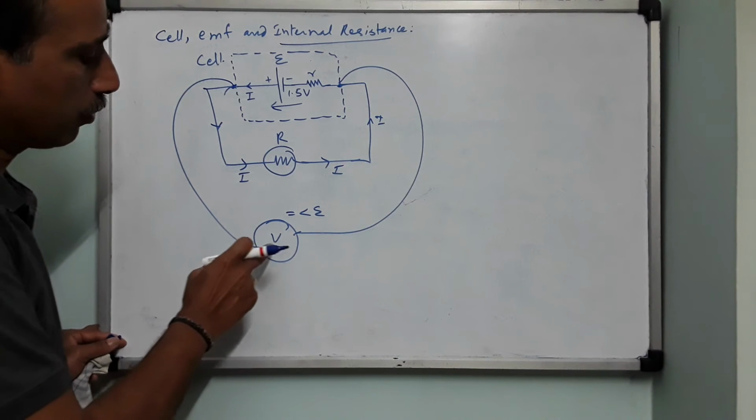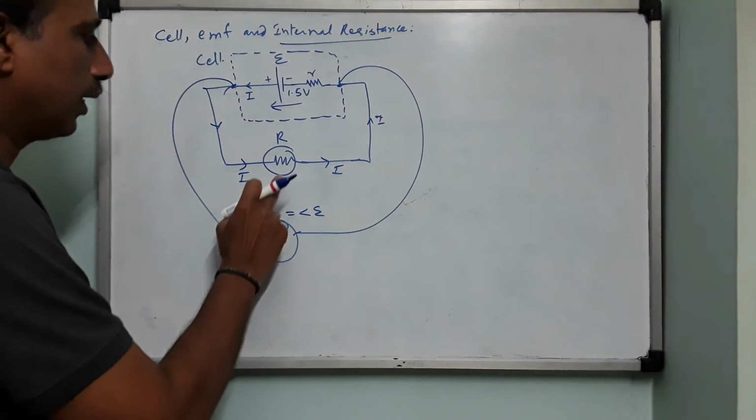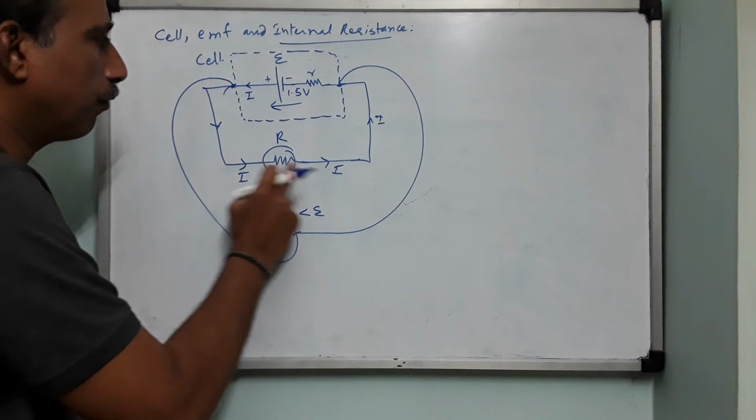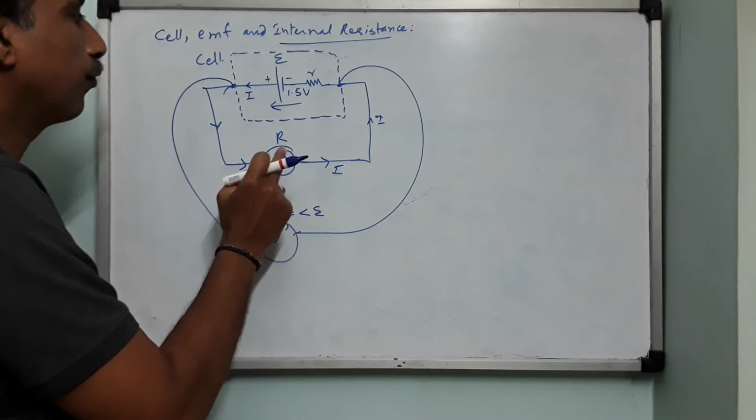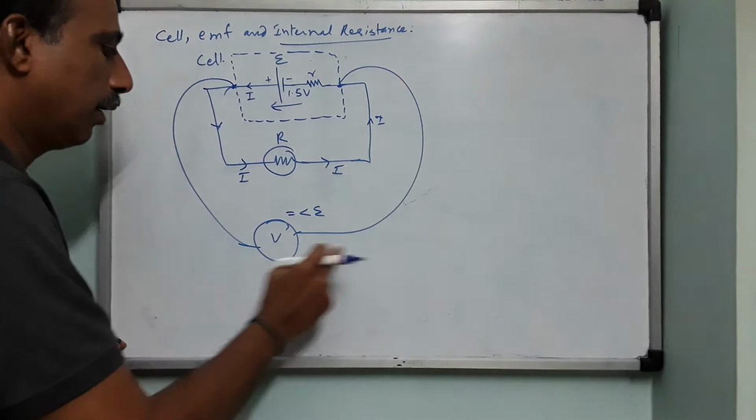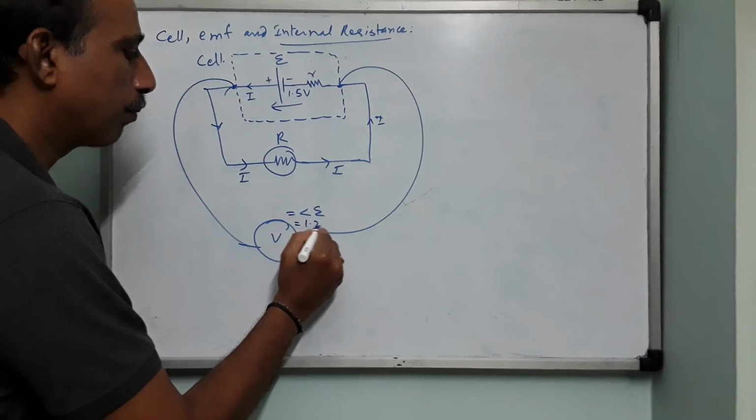Right? Now you are going to see another word here. This cell is now connected across a load. So the load is drawing some current from the cell. Therefore, now what you do, you take the same voltmeter and connect across the cell. It will read less than EMF. That means, say, let us say it is 1.2 volt.